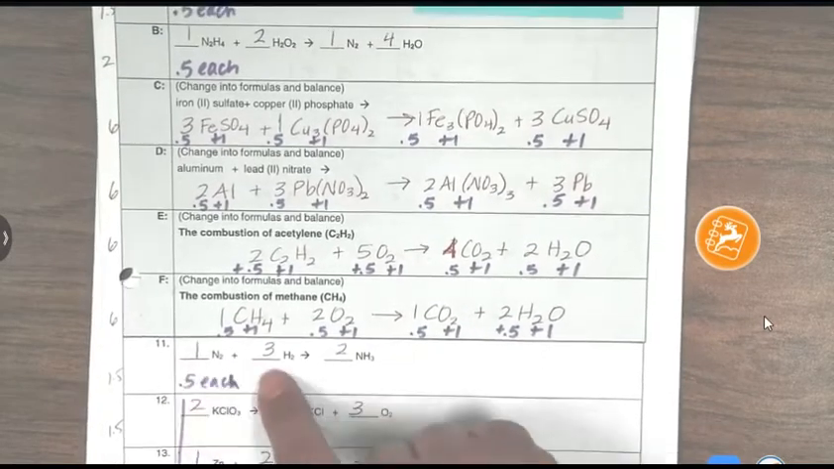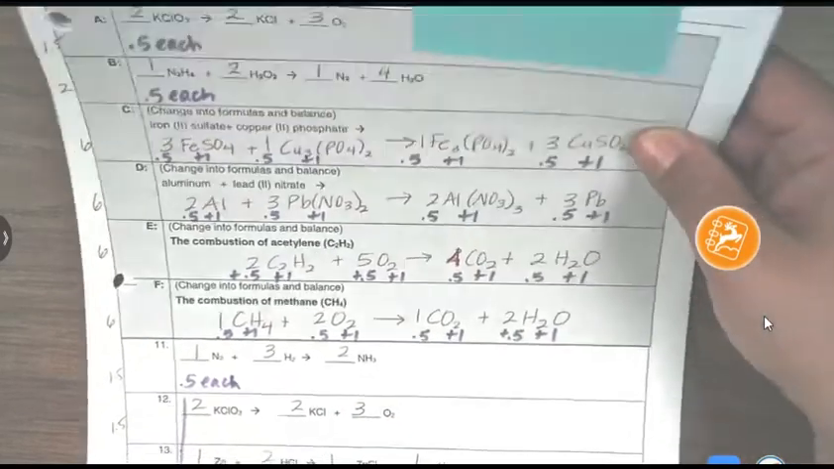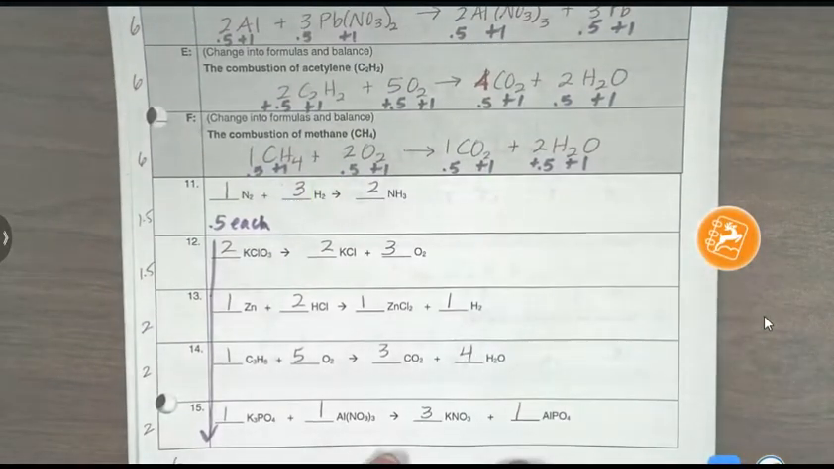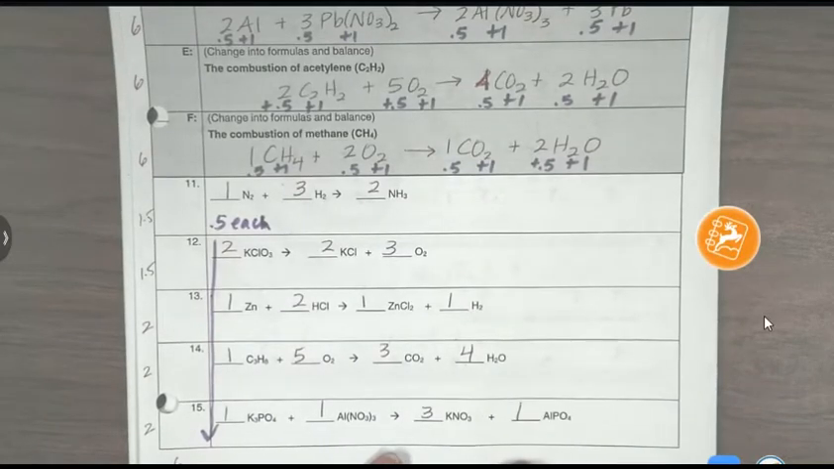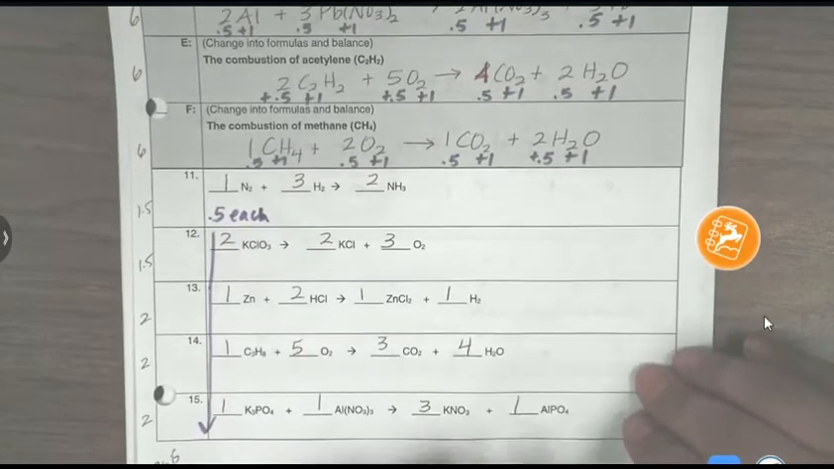11 is 1, 3, arrow 2. For 12, we have 2, arrow 2, 3. 13 is 1, 2, arrow 1, 1. 14 is 1, 5, 3, 4. 15 is 1, 1, 3, 1. Write how many you miss at the bottom. Remember, if you have the wrong answer, you want to make sure you have the correct answer.